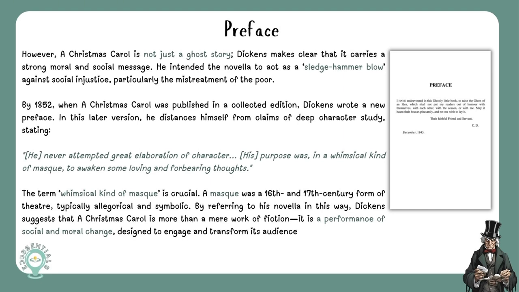The term whimsical kind of mask is crucial. A mask was a 16th and 17th century form of theatre, typically allegorical and symbolic. By referring to his novella in this way, Dickens suggests that A Christmas Carol is more than a mere work of fiction. It's a performance of social and moral change, designed to engage and transform its audience.